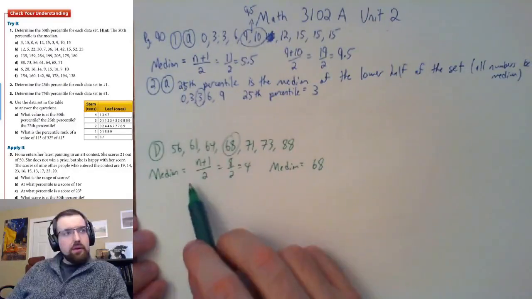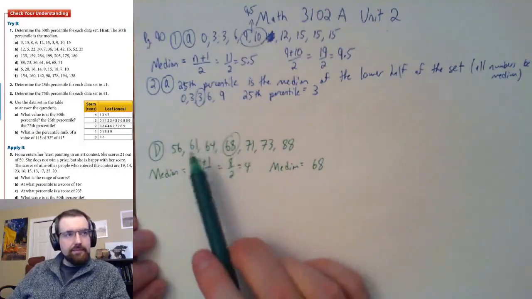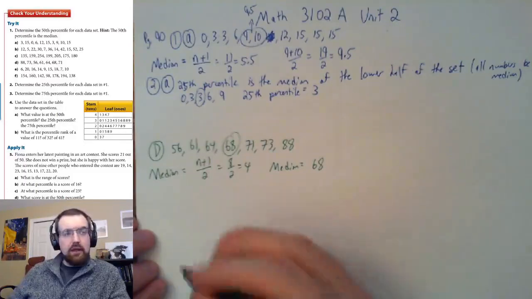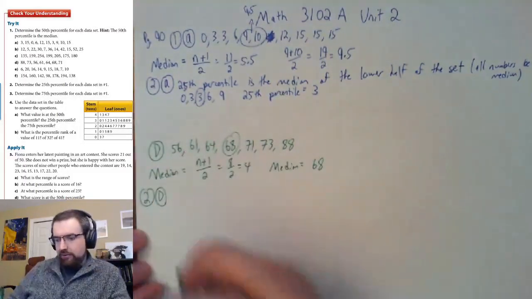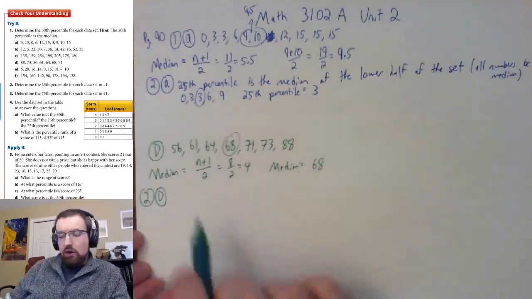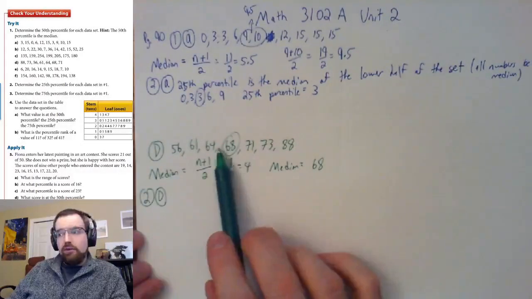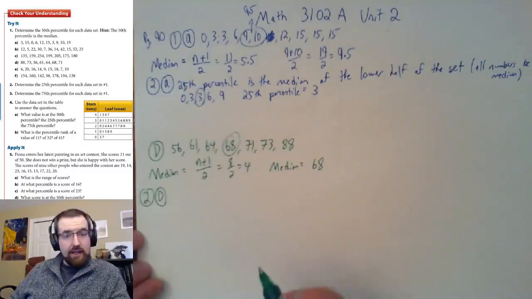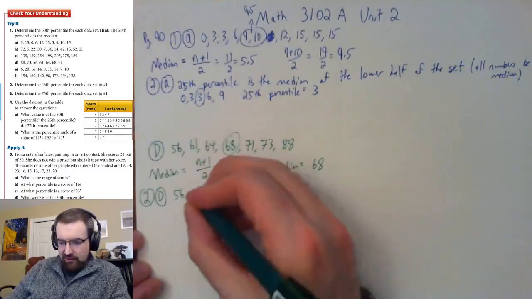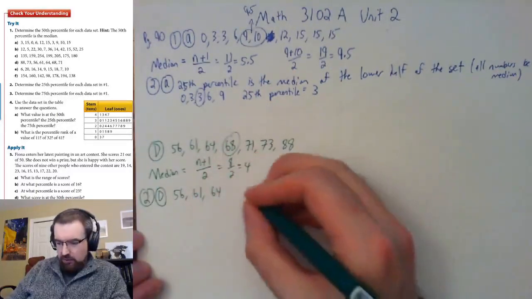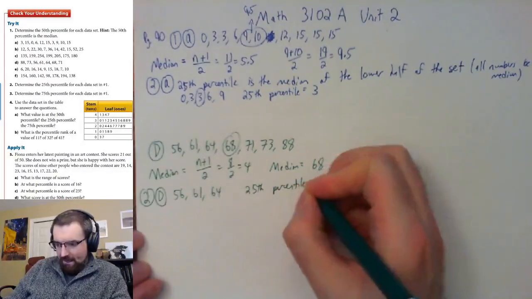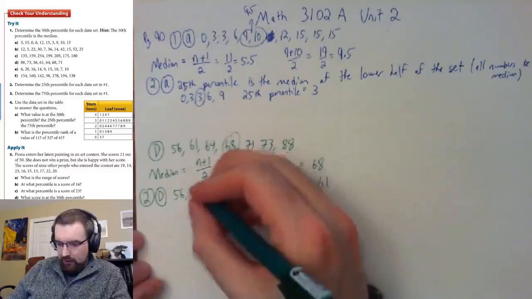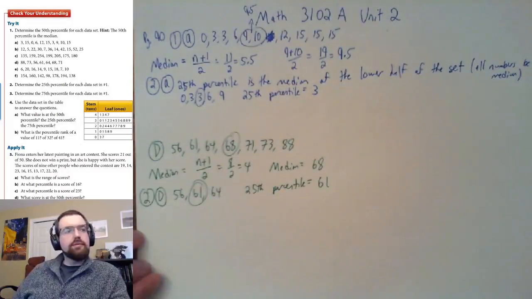So then, for question D, for 2D, for example, so the 25th percentile here now, we're still just going to take all the numbers lower than the median. So we've got 56, 61, and 64. So the 25th percentile equals 61, as we see it right there. Right? That's fairly straightforward.